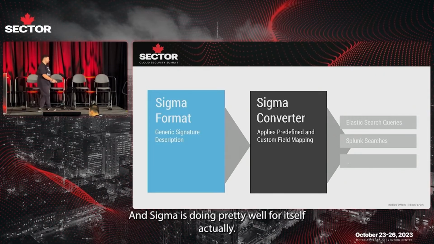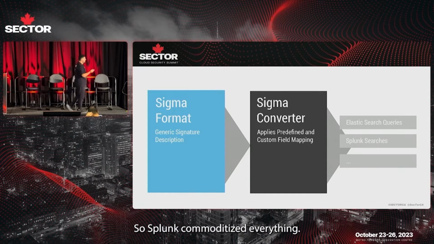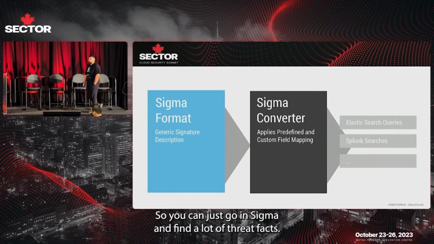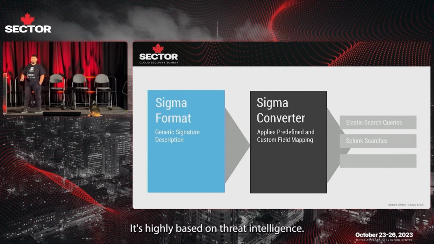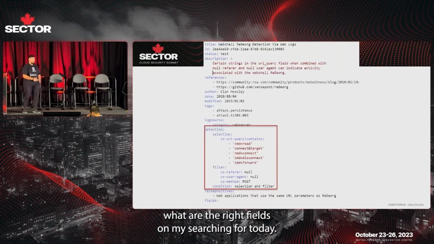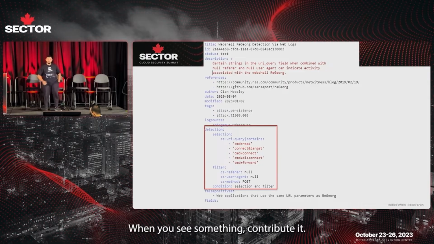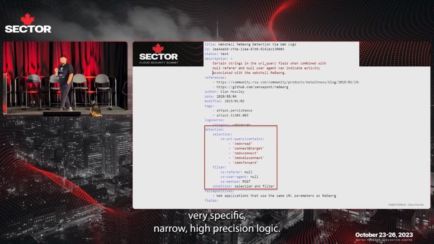And Sigma is doing pretty well for itself, actually. Sigma is an open source community that essentially commoditized all threat detection. Splunk commoditized everything. Microsoft commoditized their threat packs as well. So you can just go on Sigma and find a lot of threat packs. And the reason is, deterministic logic is highly based on threat intelligence. It's highly based on figuring out what the right fields are that I'm searching for today. And instead of hiring everyone in the world, I can say, guys, let's just work on this together. When you see something, contribute it. When I see something, contribute it. So with threat intelligence, because we're looking for very specific, narrow, high precision logic, the more, the merrier.